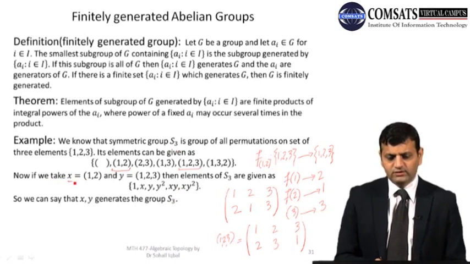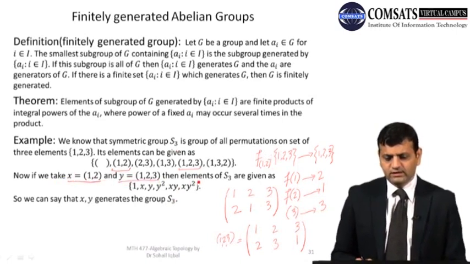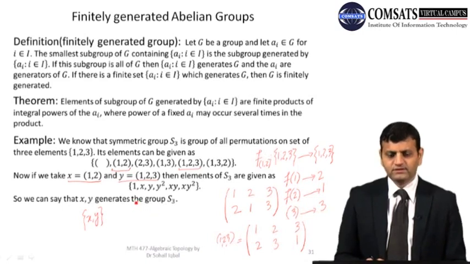Now if we take x to be (1 2) and y to be (1 3), then the elements of S3 are given as 1, x, y, y square, x y, x y square. So we can say that if I take the set {x, y} and consider the smallest subgroup of S3 containing these 2 elements, then it will be S3. So basically S3 is generated by these 2 elements. In other words, every element of S3 is a product of integral powers of x and y.